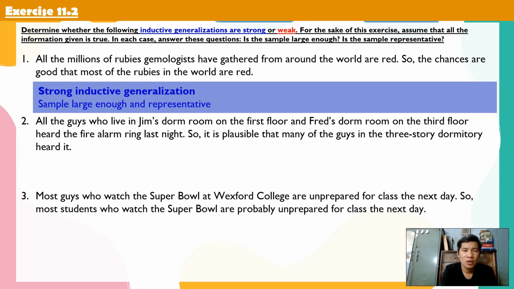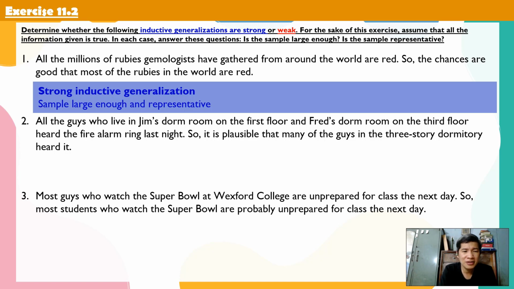All the millions of rubies that have been gathered from around the world are red. So the chances are good that most of the rubies in the world are red. Millions of rubies is a large enough, representative sample for the conclusion.